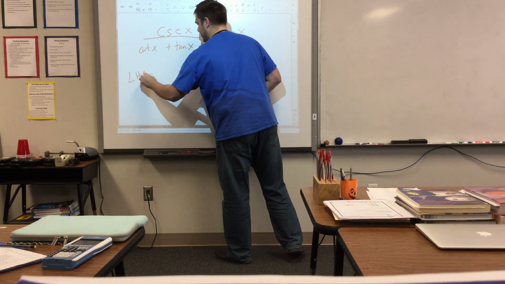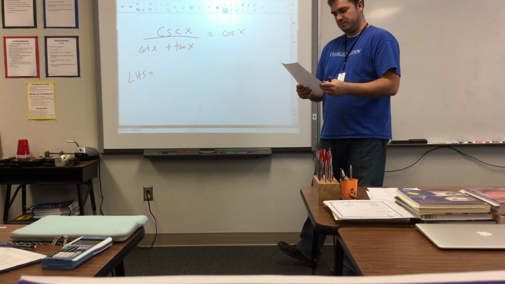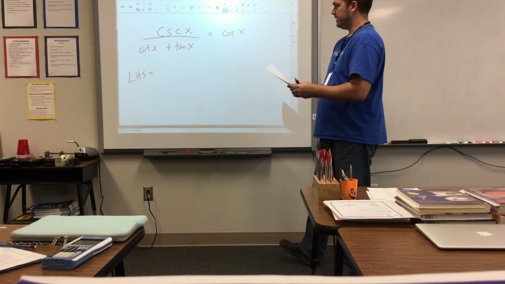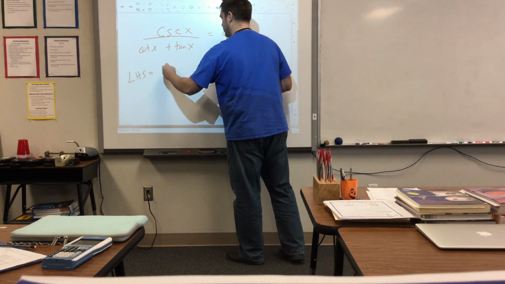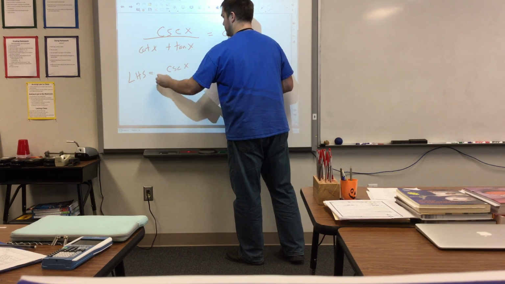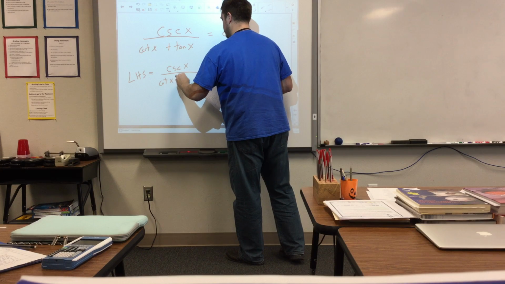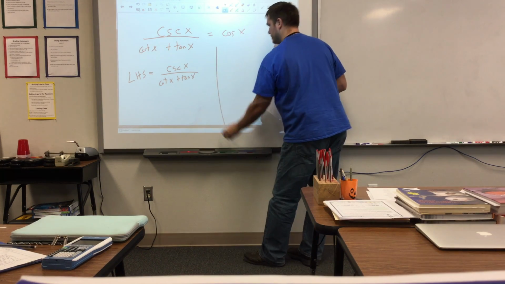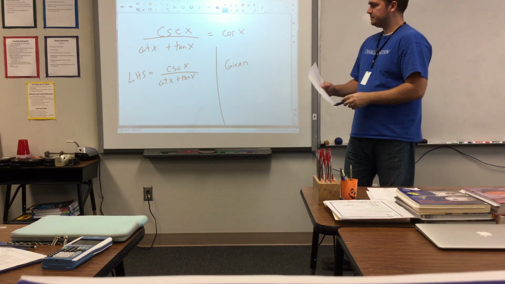We'll start with the left-hand side. It just so happens that on these practice problems I've chosen so far, the left-hand side is the more complicated. So we'll write the given here: cosecant x over cotangent x plus tangent x. That's given.